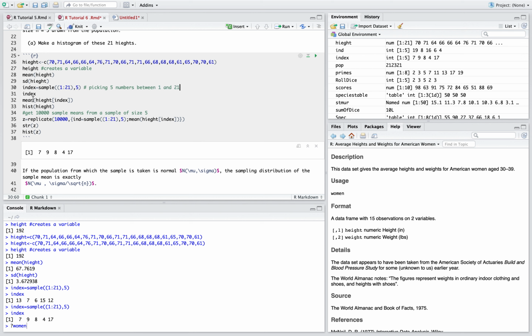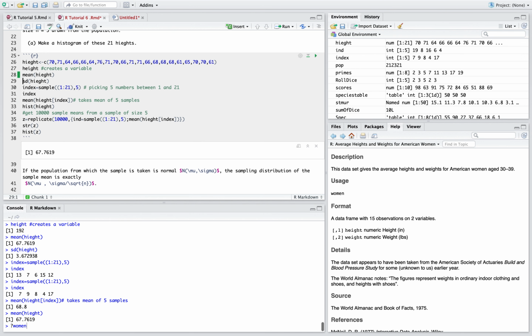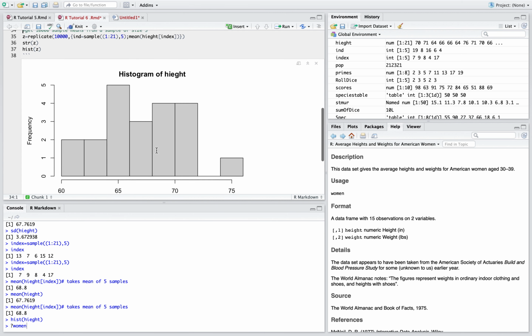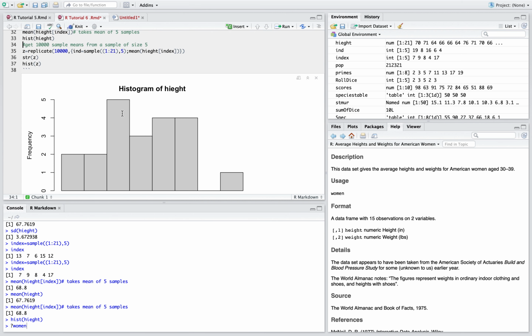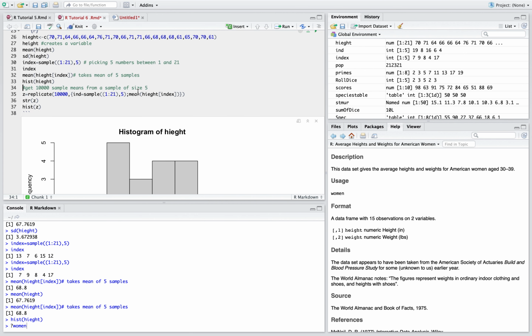Okay, so then if I take the mean of the height index, that's going to take the mean of those five, the mean of a sample of five. Right, so here I have that. That would be the mean of my sample. Remember, our true population mean is 67, but the mean of this sample was 68. I can create a histogram of height. Look how beautiful that is. Kind of normal, mostly uniform. But that's not a sampling distribution.